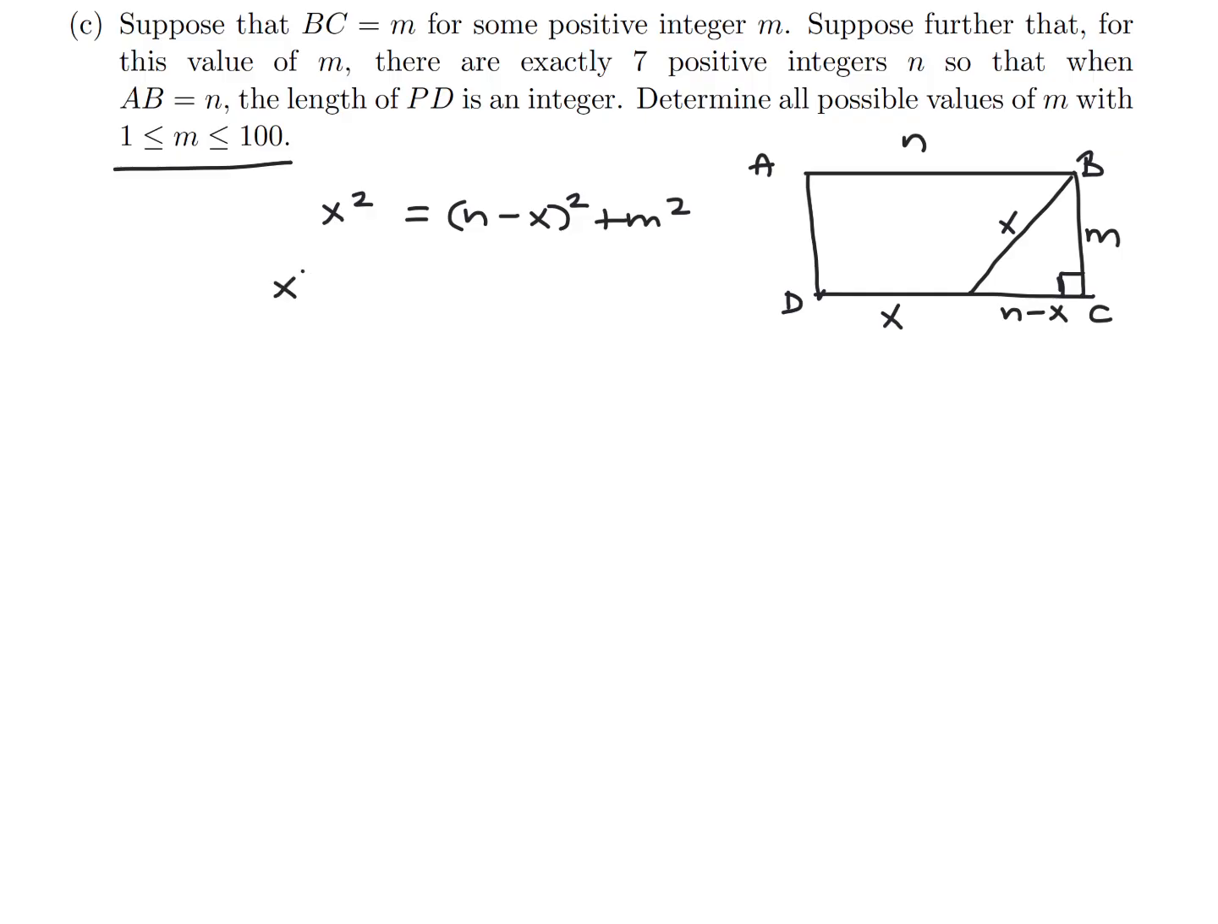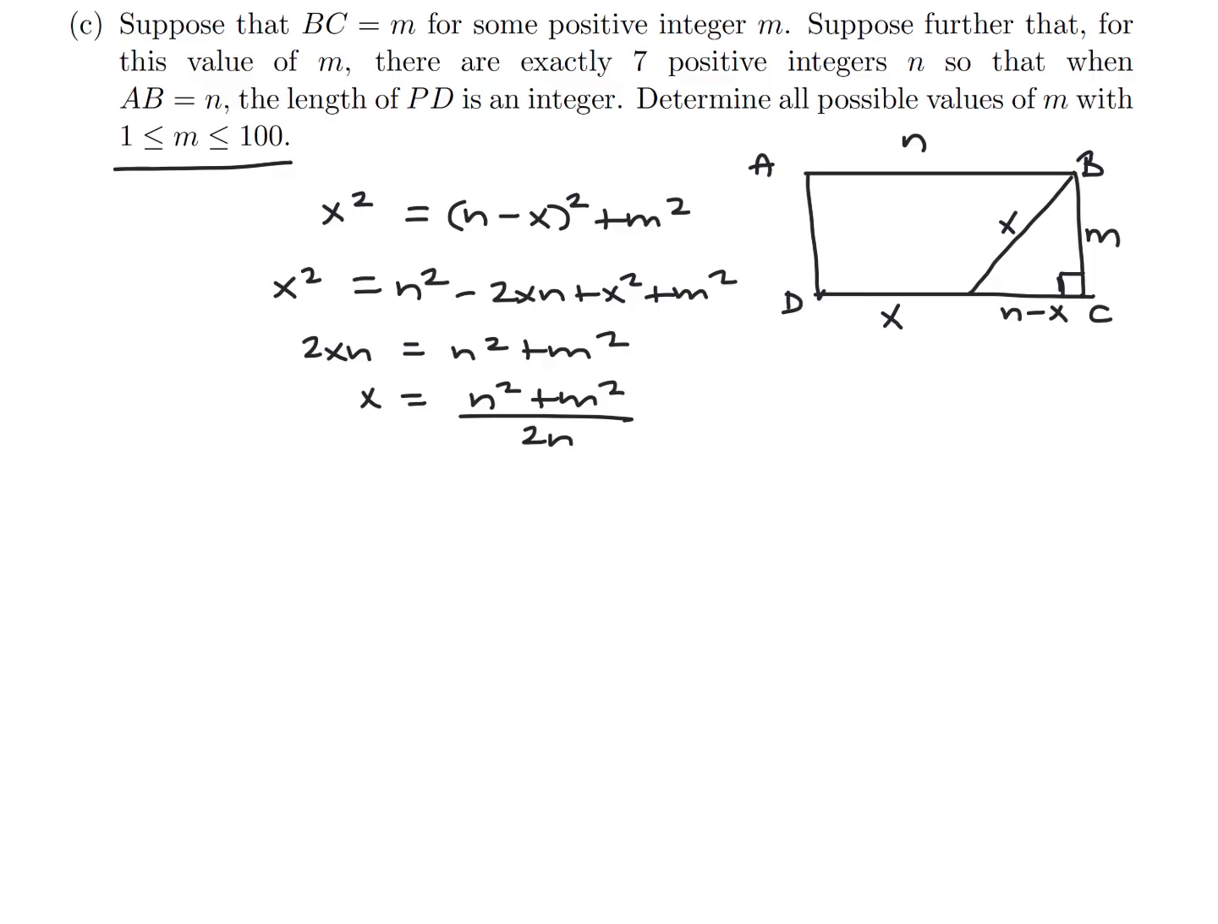And then when you expand this, you get x squared is equal to n squared minus 2xn plus x squared plus m squared. And then this would be 2xn is equal to n squared plus m squared. And if you isolate for x, you get n squared plus m squared over 2n. Okay, similar to the previous, this time we just have a whole bunch of letters. So our parameters are that m is between 1 and 100 inclusive. We have 7 solutions for n, and x is an integer.